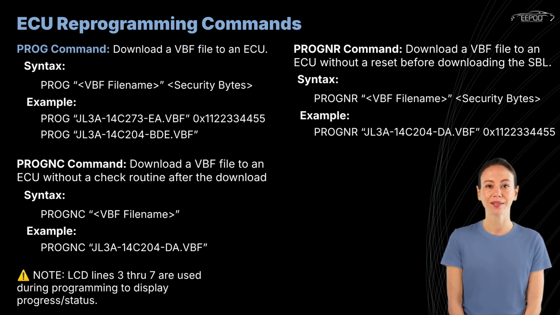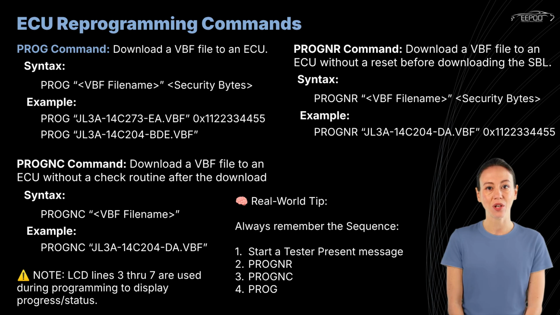Once the full file is downloaded, it sends a hex 37 request transfer exit to tell the ECU the transfer is done. FSCRIPT handles all the protocol complexity behind the scenes, reliably and in the correct order. Real-world tip: always remember, start a periodic tester present message before you begin flashing. This keeps the ECU session alive during the full reflash process.